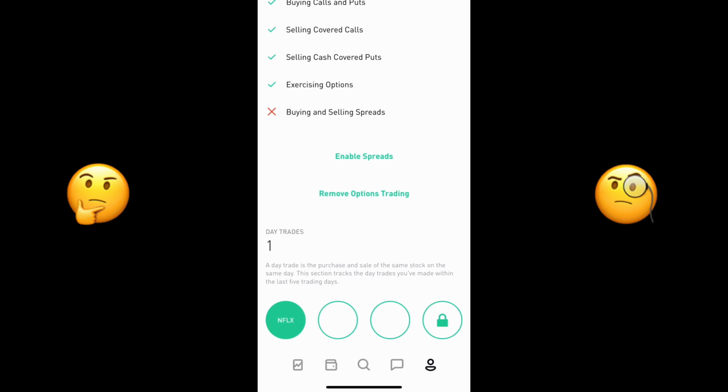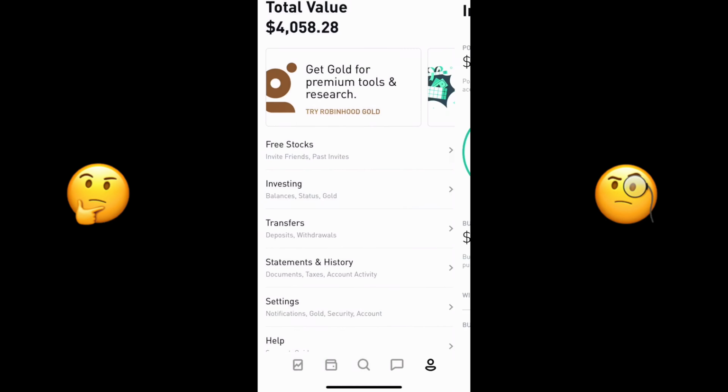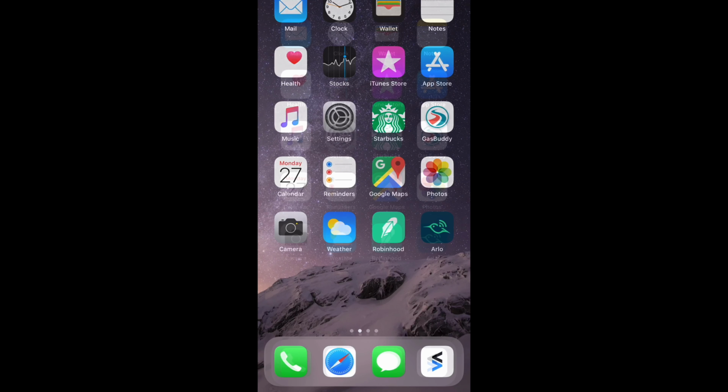You can only make 3 day trades in a rolling 5-day period, and this is due to the pattern day trader rule, which states that you must have a minimum of $25,000 in your brokerage account to make unlimited day trades. If you buy a stock and hold overnight and sell the following day, that is not a day trade and is considered a swing trade.